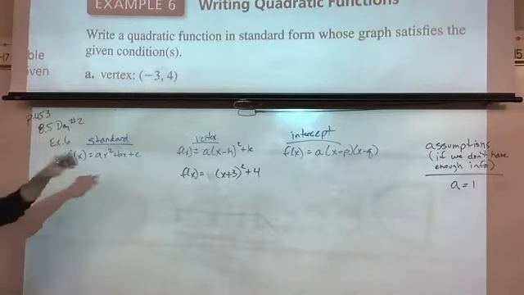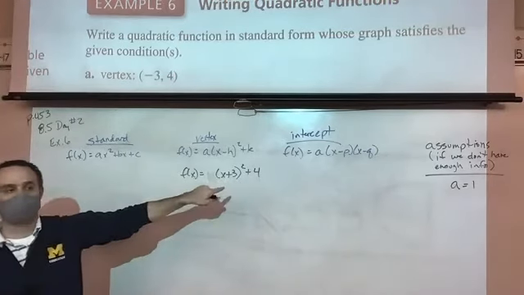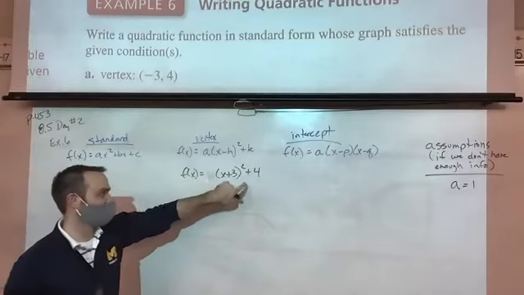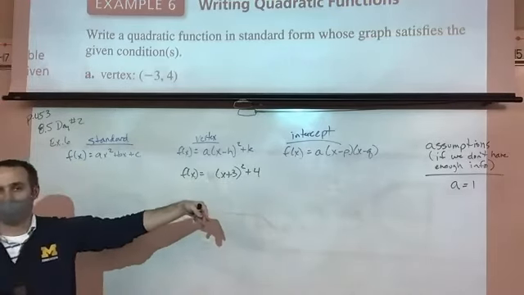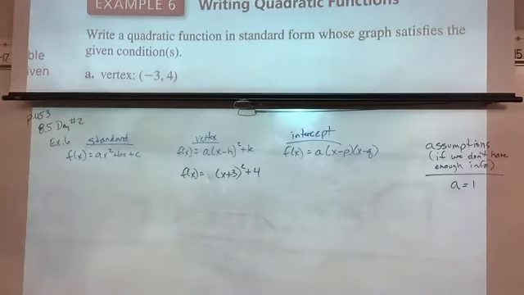Standard form. Yeah, they want it in standard form, right? So we got to get it here. So that means we need to simplify it. That's either using the shortcut or thinking of it as x plus 3 times x plus 3 and foiling it. Okay, I want you to go ahead and simplify that. Okay, we want to get that into standard form.